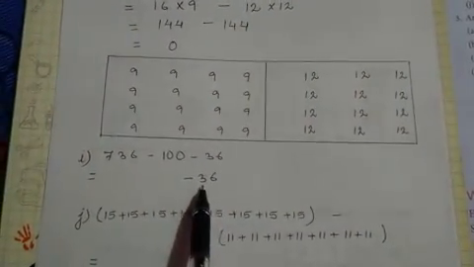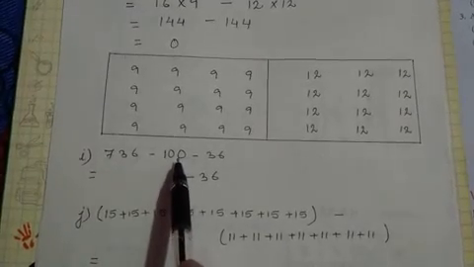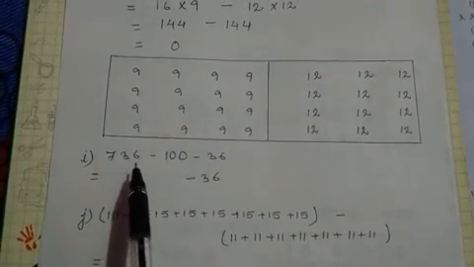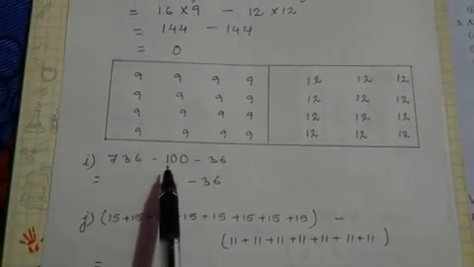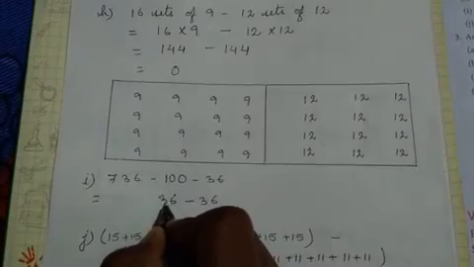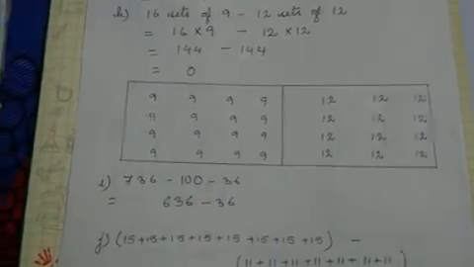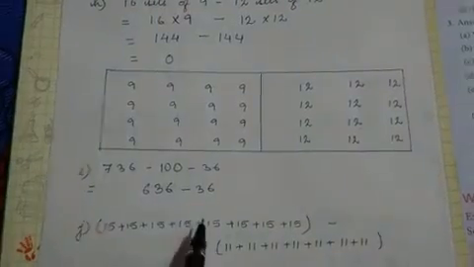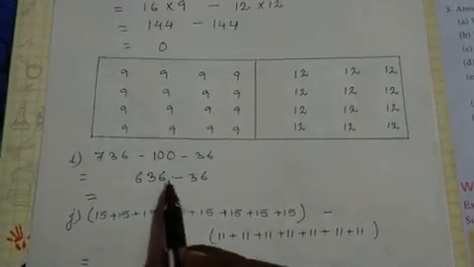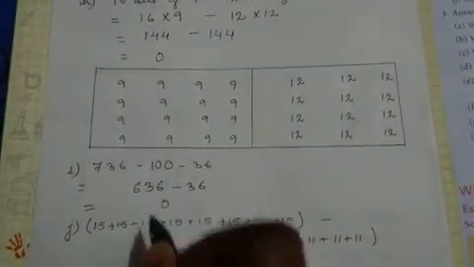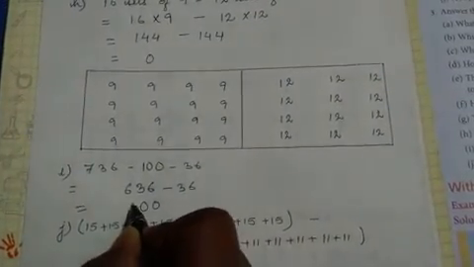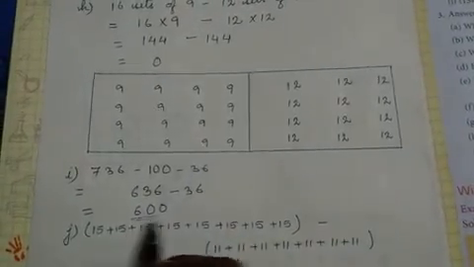Let us copy down this 36 here and let us calculate the first part and then go with the second part. The first part is 736 minus 100. This is very simple. 6 minus 0 is 6. 3 minus 0 is 3 and 7 minus 1 is 6. So this is 636 minus 36. This is also very simple. 6 minus 6 is 0, 3 minus 3 is also 0 and there is nothing to subtract, so this is 6. So our answer is 600.